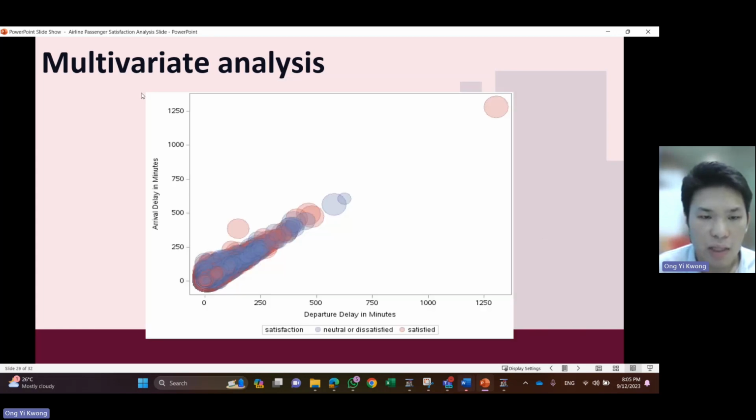And the last one is the bubble chart. The size of the bubble represents the flight distance. So we can see that the size of the red bubble is normally smaller than the blue bubble. This represents that when the flight distance increases, there's more dissatisfied.